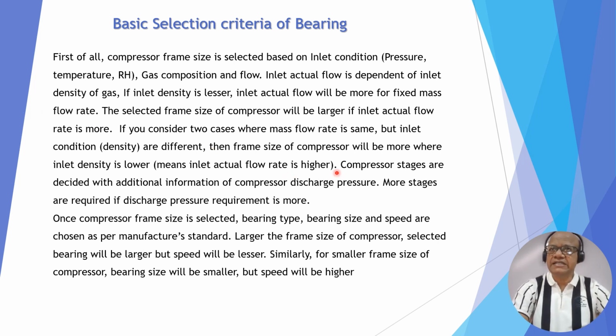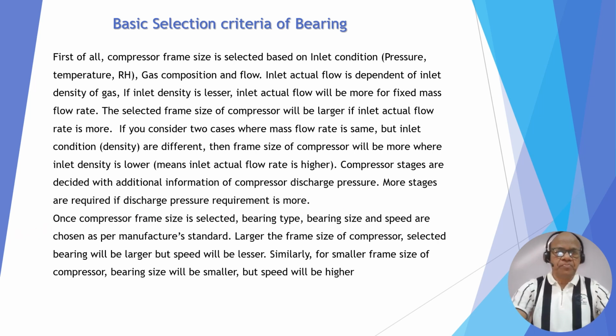So the larger the inlet actual flow, the larger is the frame size of the compressor. The smaller the inlet actual flow, the smaller the frame size. So this is one criterion for selection of compressor frame size. Then the compressor stages are decided based on additional information of compressor discharge pressure, because if you know the overall pressure ratio, final discharge pressure to inlet pressure, and this ratio is very large, you need a compressor with more stages. If it is lesser, then fewer stages are required.